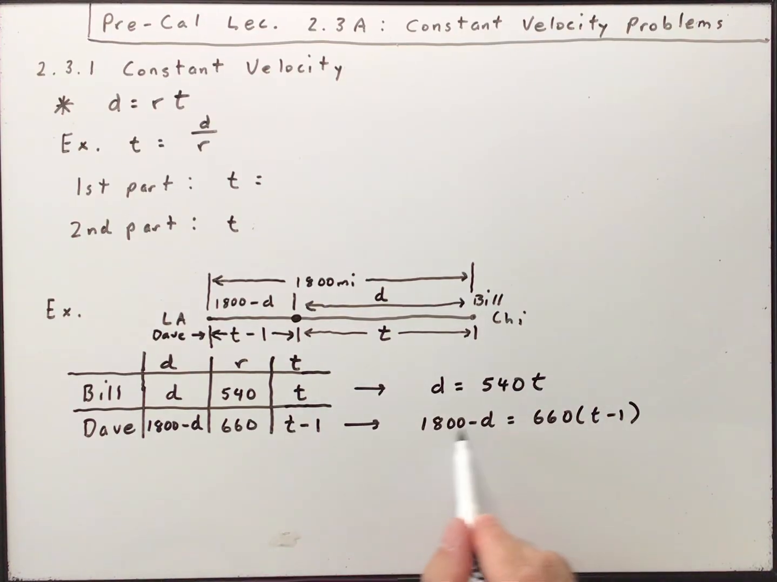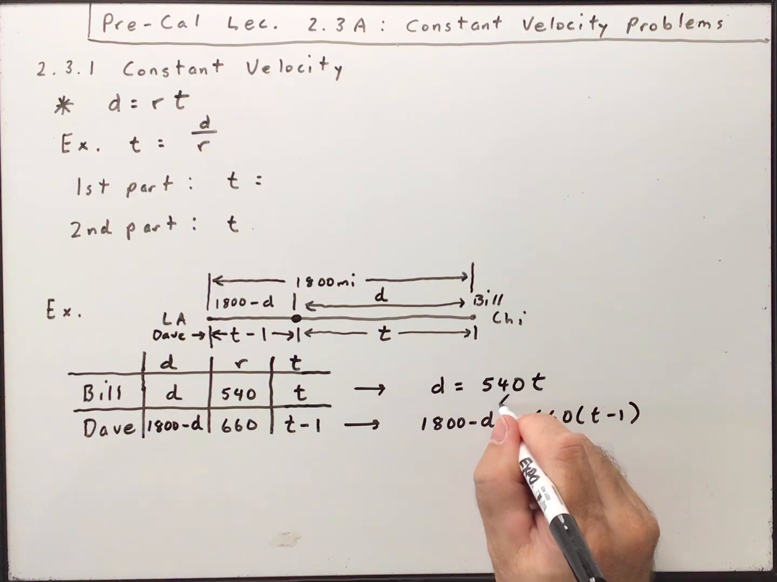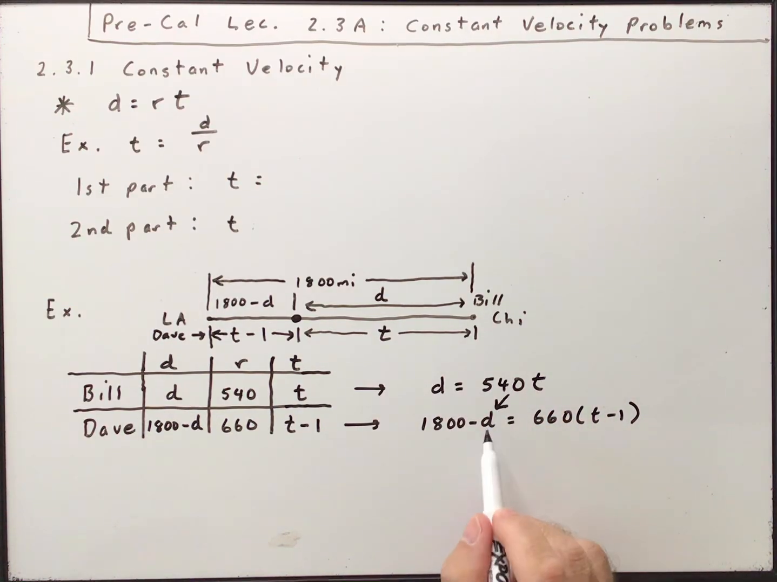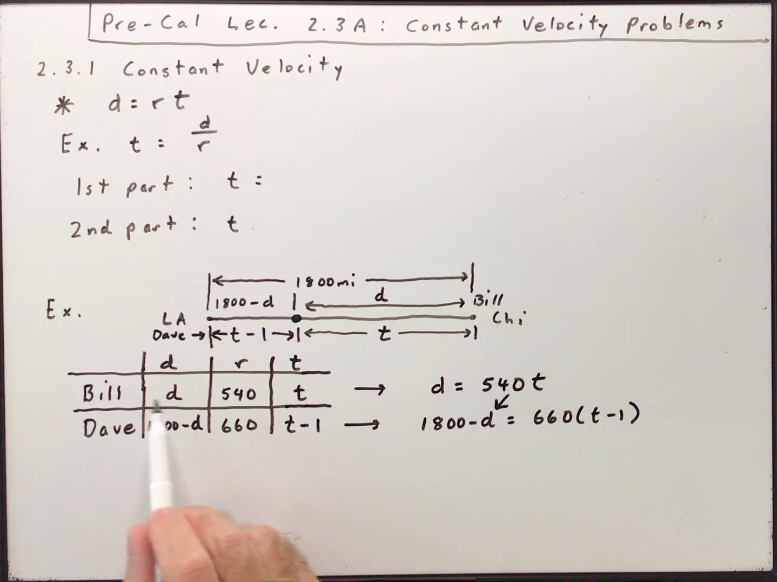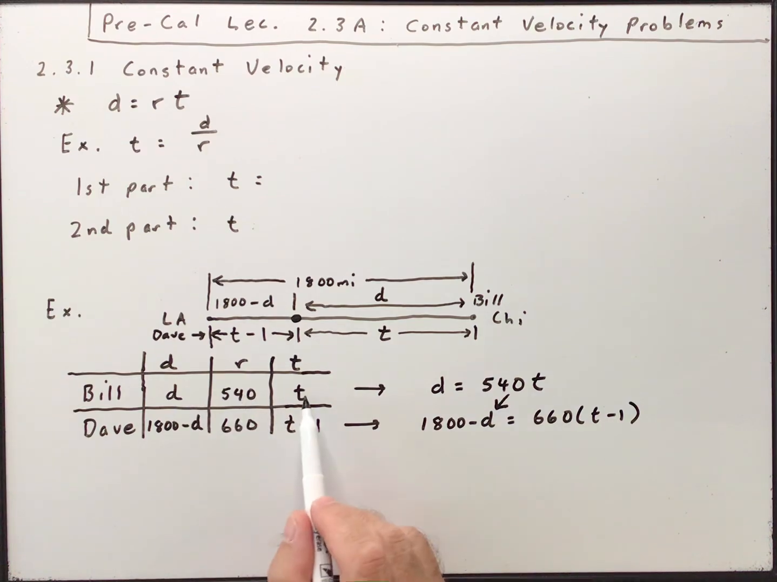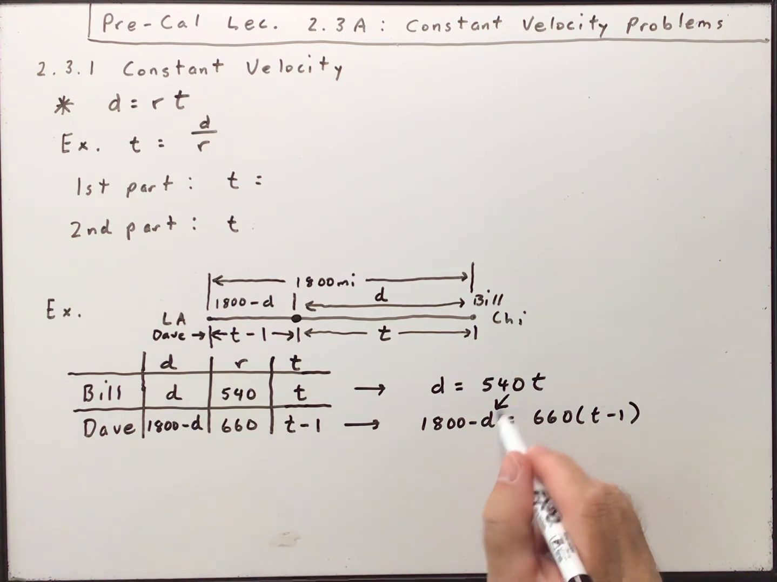So this is just distance equals rate times time. I'm just going straight across my table here. Now we know that distance is equal to 540t, so we can make a substitution knowing that distance is 540 times t. So you always want one of them to be really the easy one. The d equals r times t. All right, and then you're going to substitute that in.